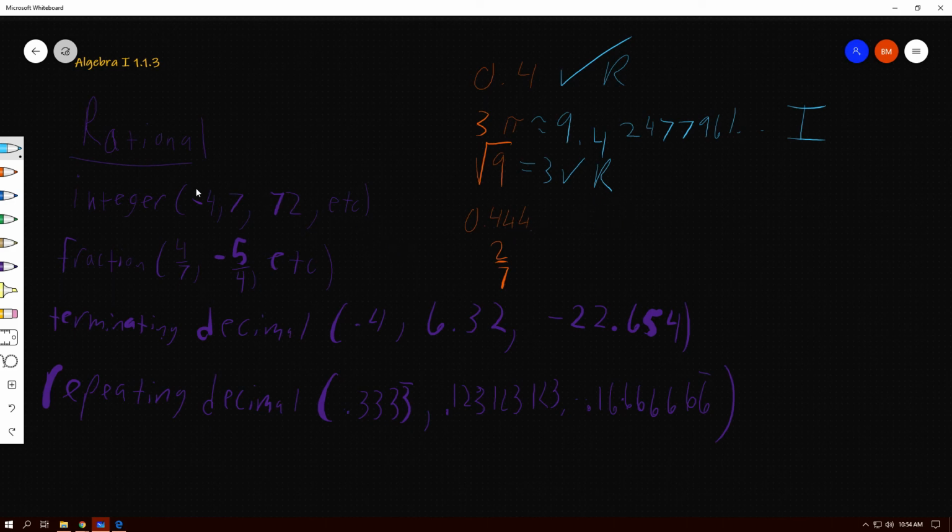0.44444. Is it an integer? No. Is it a fraction? No. Is it a terminating decimal? No, it doesn't end. Is it a repeating decimal? Yes, it does. It repeats 4 each and every time. So this is a rational number. It is a repeating decimal.